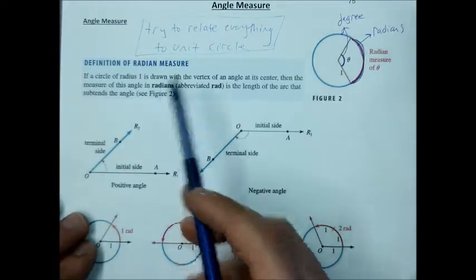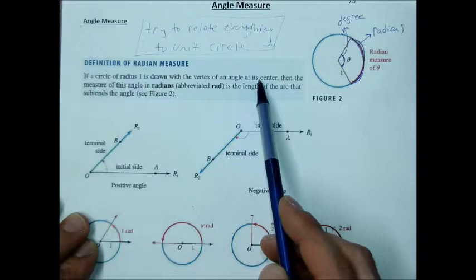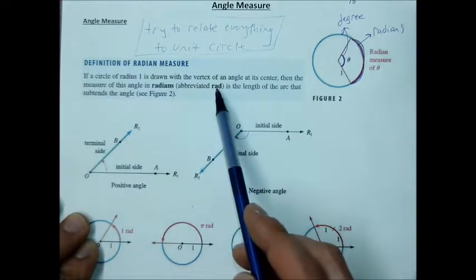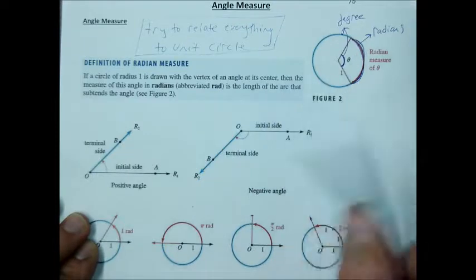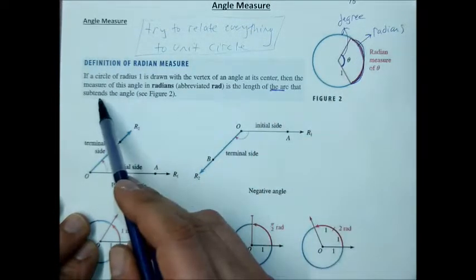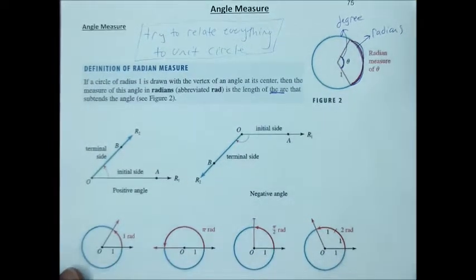Let's read this definition here. So if a circle of radius 1 is drawn with the vertex of an angle at its center, then the measurement of its angle in radians, which we abbreviate rad, is the length of the arc, like we just said, all right, the outside of the circle, and that subtends the angle.